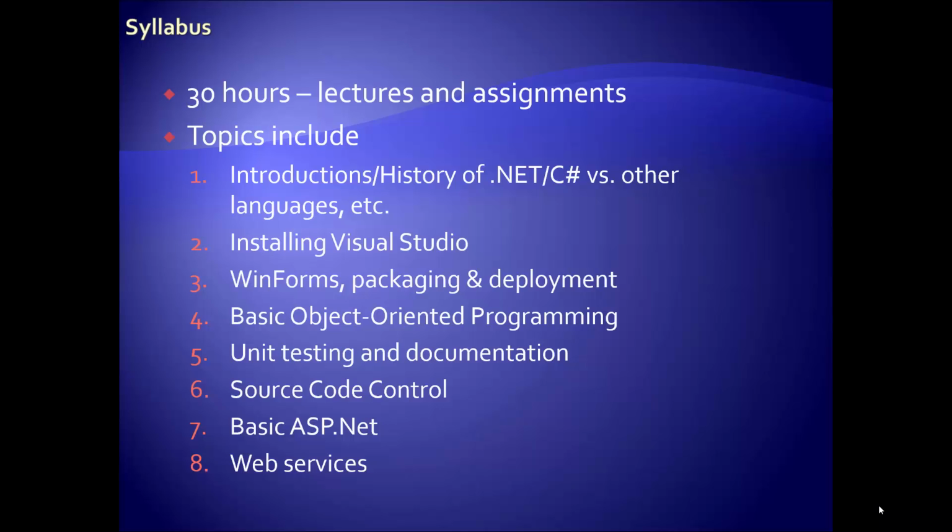In the first class, we're going to be covering the introduction to .NET and the history of .NET. We're also going to go over how C# compares to other languages such as Java. We're going to get right into installing Visual Studio, which is Microsoft's integrated development environment for software development. We're going to do some basic work with WinForms, which is the Windows programming model for .NET. Programs like Office, Excel, Word, those are WinForms. They run right on your PC.